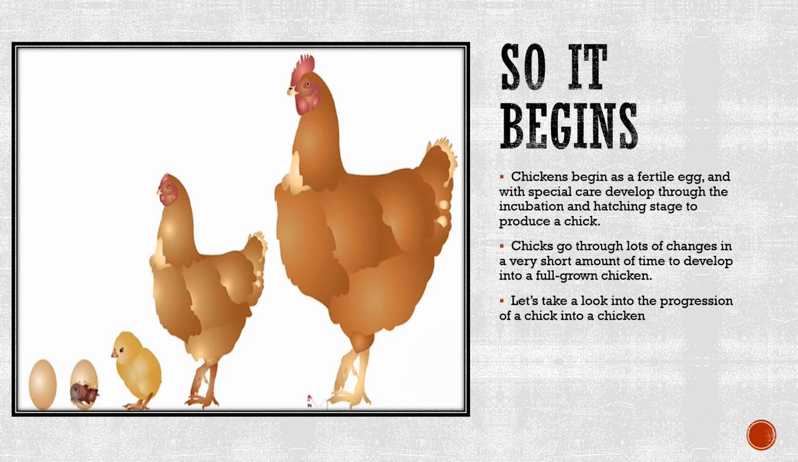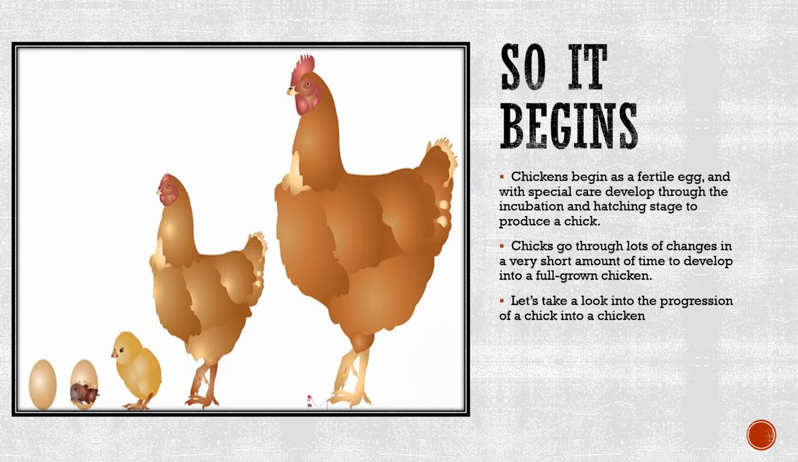So it begins. Chickens begin as a fertile egg and with special care and development through the incubation and hatching stage to produce a chick. Chicks go through lots of stages in a very short amount of time when you compare it to a human growth cycle, and they develop into full-grown chickens, which we can call hens or roosters. If you look at this page, in this picture particularly, it looks like a rooster, but it's supposed to be a hen if you look at the difference between the body.